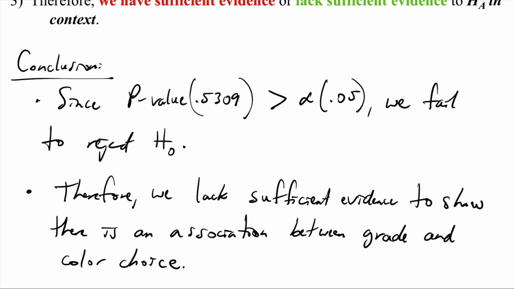We don't have enough information to say there is an association. We don't know. So that means they're independent. They're independent of each other. Knowing someone's grade and knowing what color they prefer, they're independent of each other. We can't tell anything about it. We don't have enough evidence to say there is an association. If we lack sufficient evidence to show there's an association, that means they're not associated, which means they are independent.